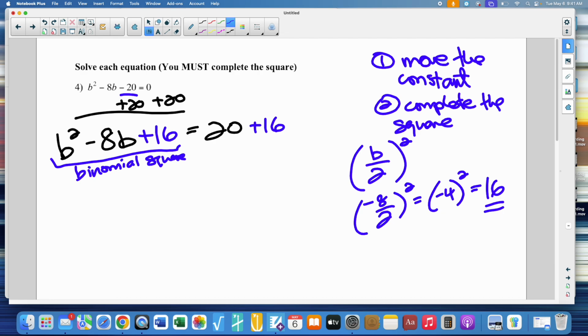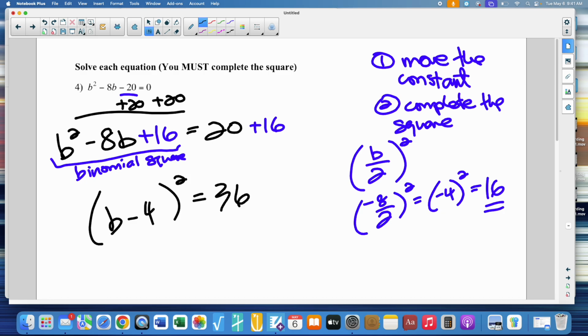This left side, because it is now a binomial square, can be written as a binomial square. It is b minus 4. It's going to be half of my b value, -8, half of -8. And then on the right side, we get 36.